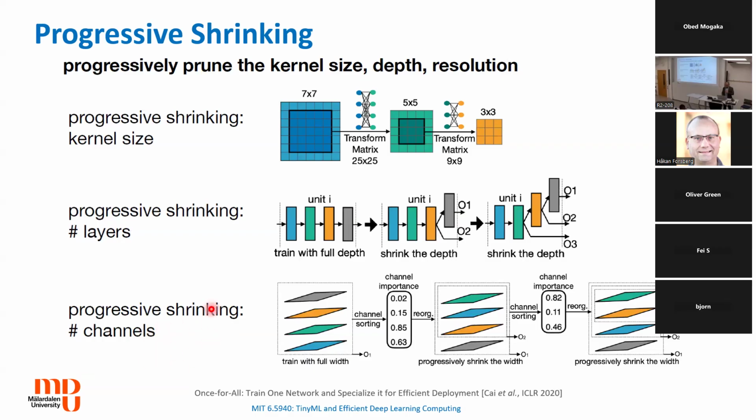Then we have progressive shrinking in the channel size. We also decrease the number of channels that are used in different iterations.